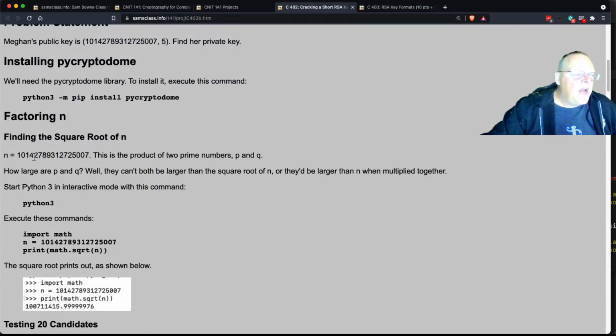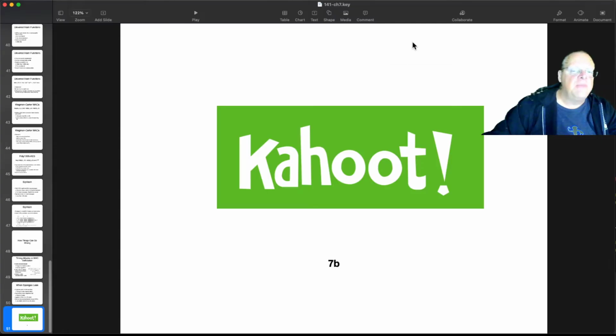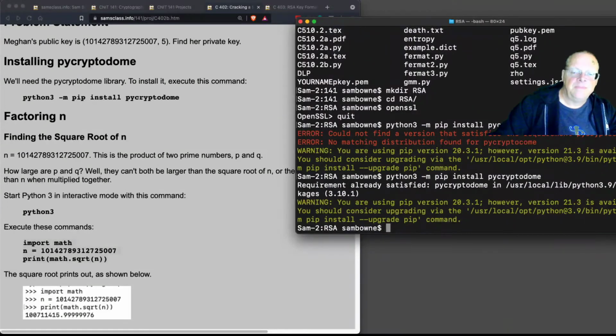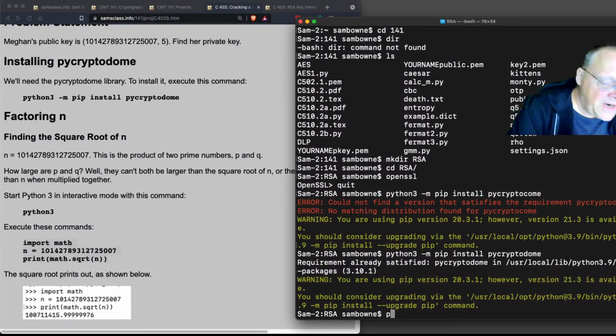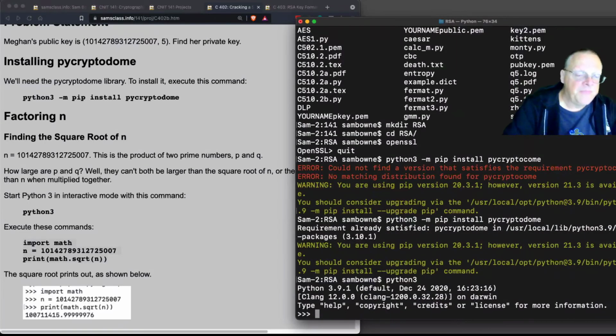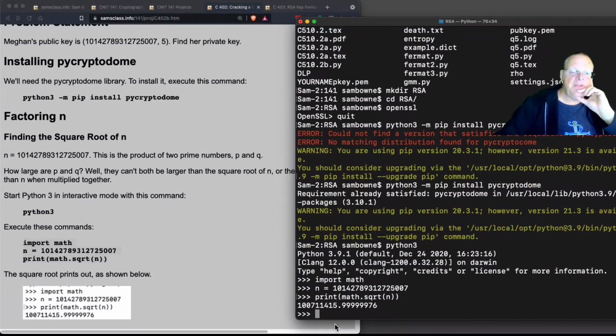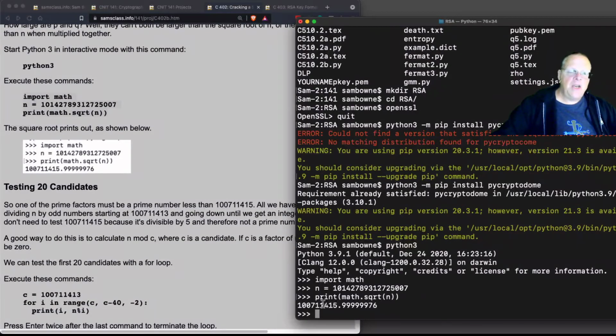So now I should be able to factor this number. So I should be able to do this. I can shove both of these out of the way. All right, so Python 3. Okay, so I import math. I set n equal to that, and now I get the square root. And you can see I get this number. And that's only to a certain number of decimal places, but it's probably good enough. So now I know approximately what the square root is.